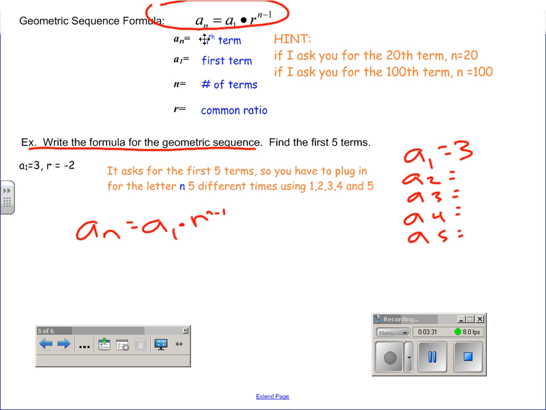So A1 is done, so now we're going to do A2 using the same formula. So A2 means a to the 1, which again we said is the first term, and they gave it to us as 3, times. Now it's important to put this in parentheses so when we plug it into our calculator we get it right. So we're going to do times, and then it says R. So we need to calculate R, but in this case it's given to us. -2 to the n minus 1 power. Again, if we're plugging in n, we want the second term, then we put 2 minus 1. And you can plug that directly into your calculator.